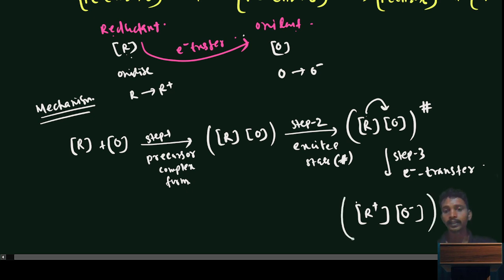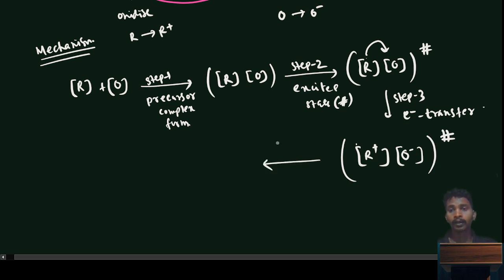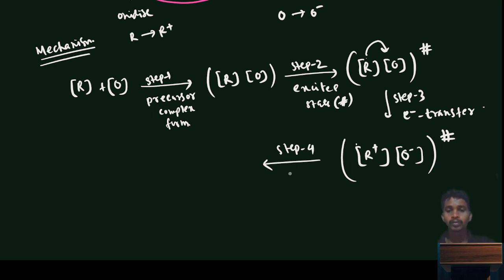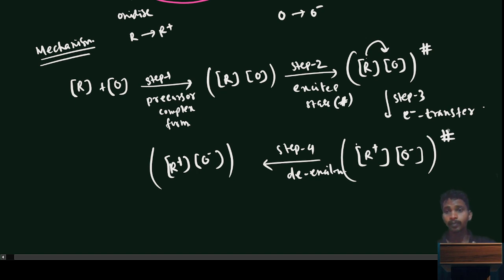Yeah, and it is still in the excited state. So at the excited state, this electron transfer has happened. After that, what happened then? Step 4: de-excitation will happen, meaning the excited state comes to the ground state. De-excitation gives R dash O minus. This represents the excited state, so it is removed because it comes to the ground state.